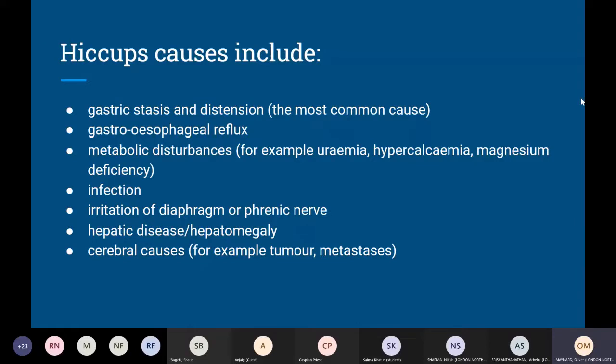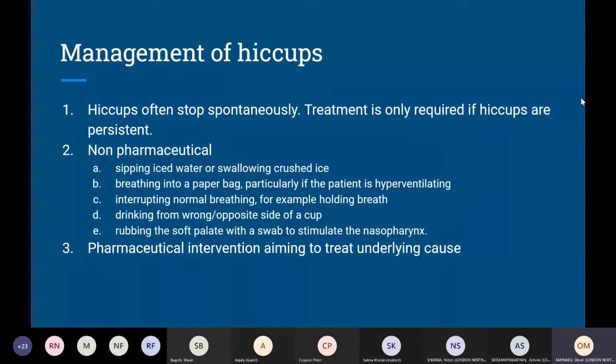So like with any symptom, it's important to identify the underlying cause before trying to treat, because obviously it will depend on what treatment we give them. So there are non-pharmacological treatments. So stuff like sipping ice water, swallowing crushed ice, breathing into a paper bag, interrupting normal breathing by holding the breath. So all these things that you might try yourself at home if you're trying to get rid of hiccups.